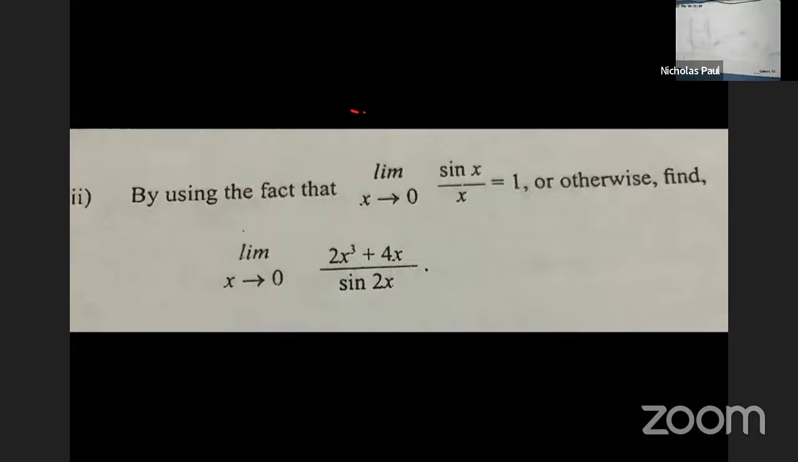All right, so let's see what you got. So you have the limit as x approaches 0 of 2x cubed plus 4x, divided by the limit as x approaches 0 of sine 2x. Usual problem, I want to get 2x here, so I have to divide by 2x and multiply by 2x.